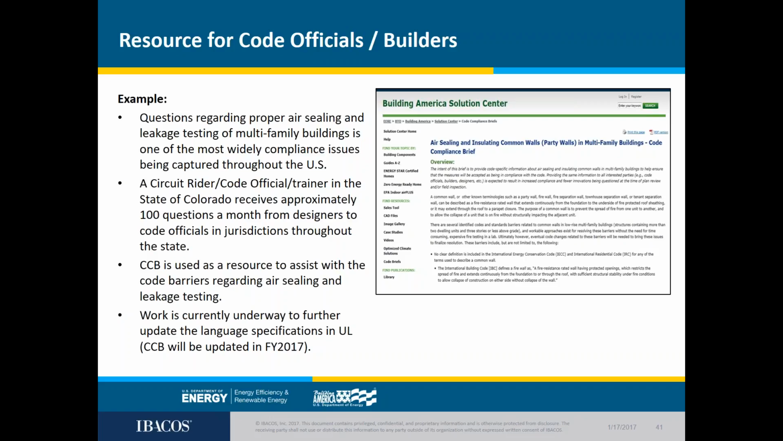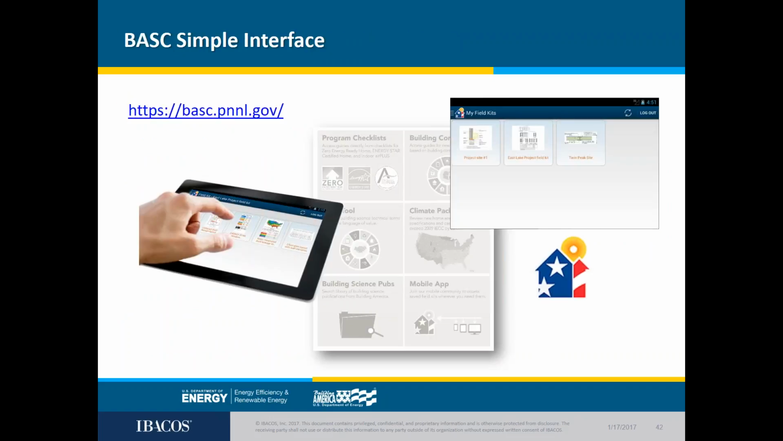This one has a success story with it. In Colorado, they reference this code brief quite a bit because they have a lot of multifamily buildings, and they're dealing with testing of each unit in multifamily buildings. So they're up against this as far as a code barrier, and meeting the new air leakage or testing requirements in the 2015 and 2012 IECC. And with that said, I think I have one more slide.